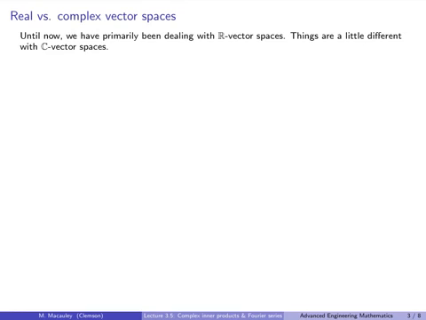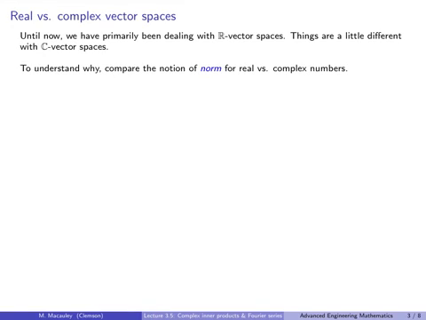At this point, I want to say a few important differences between real and complex vector spaces. Until now, we've been primarily dealing with R vector spaces, or real vector spaces, and things are a little different with complex vector spaces. If we're just adding up vectors or multiplying by scalar multiples, it doesn't really matter if we allow real numbers or complex numbers. The difference comes into play when we are dealing with inner products.